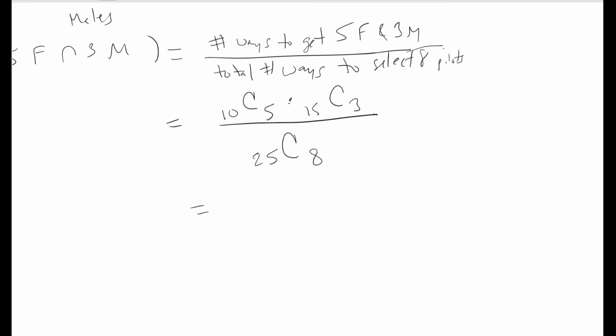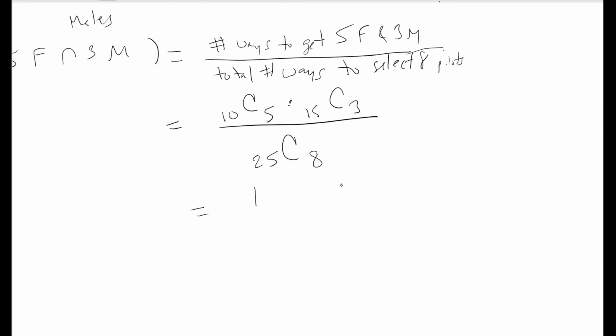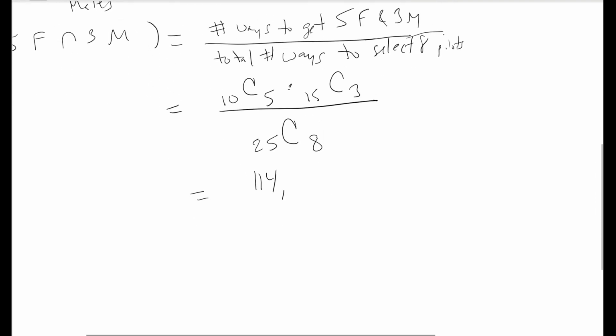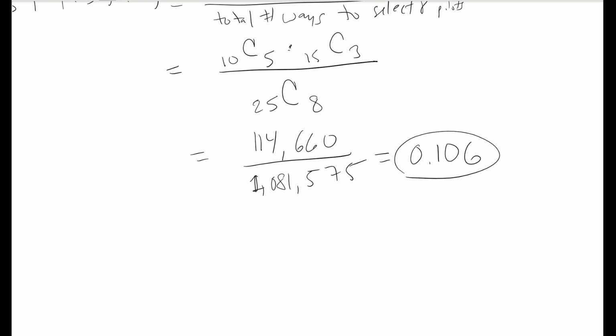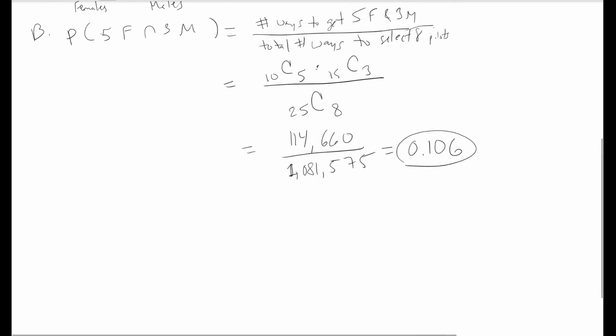Now we went ahead and did our numerator, and that was 114,660 divided by the total number. In this case, the total number of ways of making that selection would be 1,081,575, which is equal to 0.106. So that's the probability, or this is a 10.6% chance.